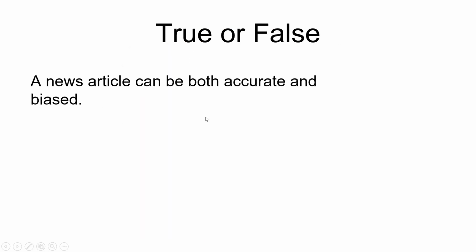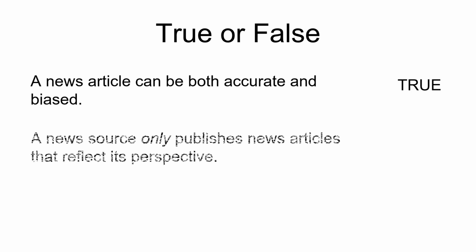All right, so true or false? A news article can be both accurate and biased. True, it can. Everyone has a bias. Even those central things have slightly biased viewpoints, but it can still be accurate. You need to be aware of it. The biggest thing with bias is to be aware of it, to be aware of your own biases and others.